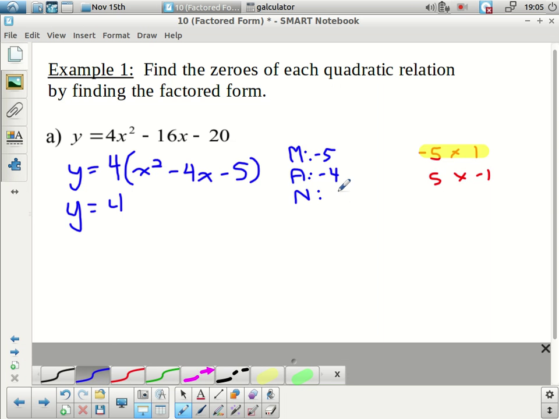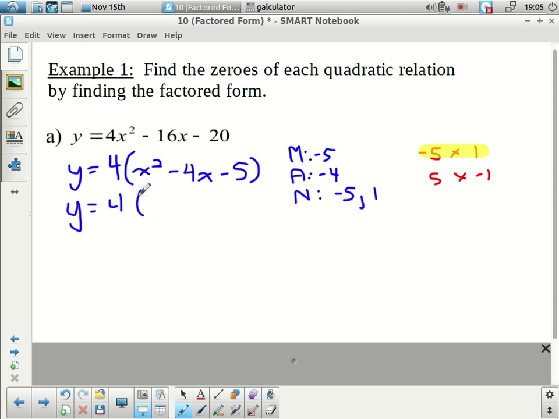So that means my two numbers are negative 5 and 1. Okay, so my factors are going to be x minus 5 and x plus 1. Okay, so I've reached my factored form, right? I removed the common factor and I factored the rest of it.